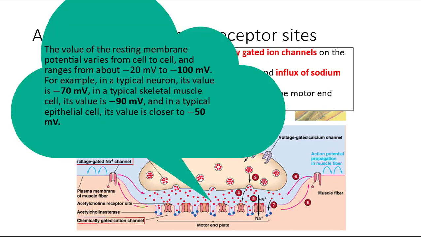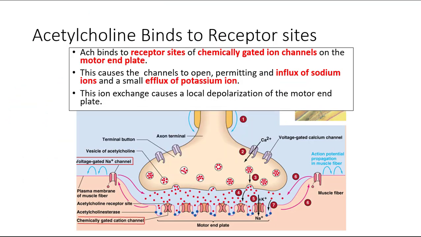The value of resting membrane potential varies from cell to cell and ranges from about negative 20 millivolts to negative 100 millivolts. For example, in a typical neuron, its value is negative 70 millivolts. In a typical skeletal muscle cell, its value is around negative 90 millivolts. And in a typical epithelial cell, its value is close to negative 50 millivolts.